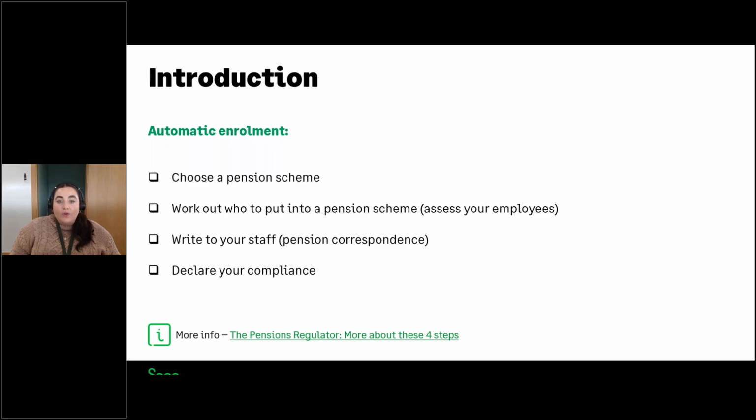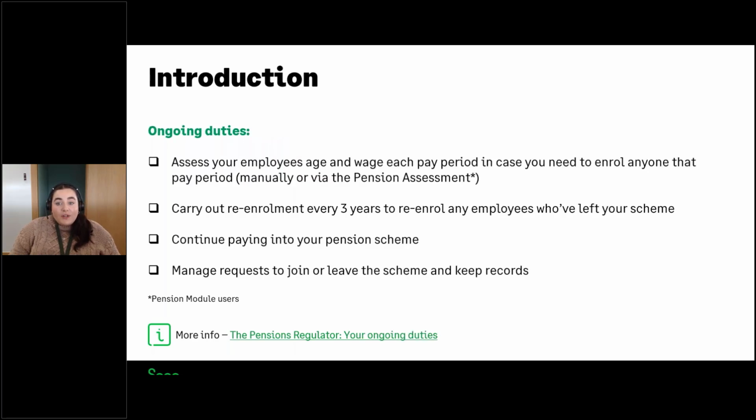But once you've done these 4 steps, you do still have ongoing duties as an employer. So your duties don't end there. First one is to assess your employees' age and wage each time you pay them to determine the worker type and see if they're going to be eligible and need to be automatically enrolled into the pension scheme. You would normally do this manually, or in today's session, we'll be looking at the other option, which is via the pension assessment.